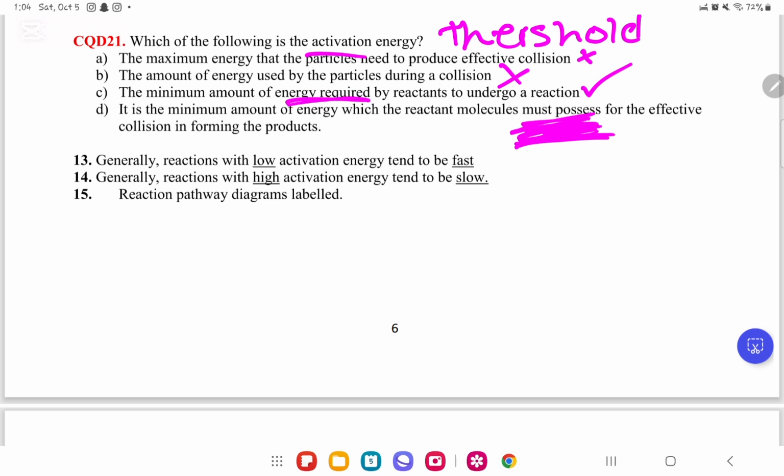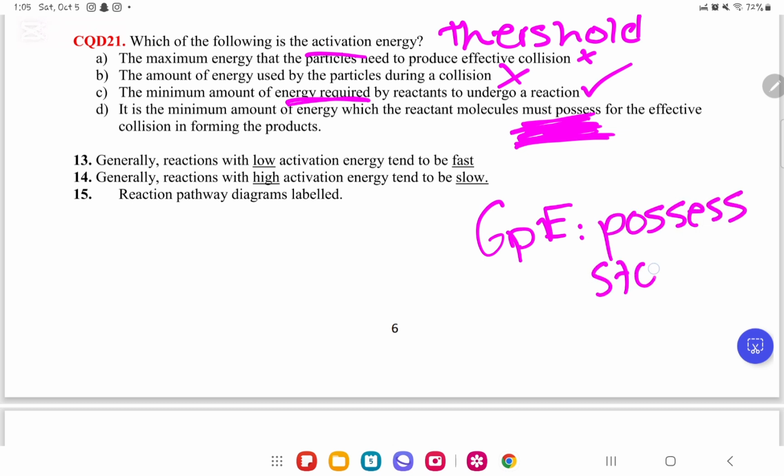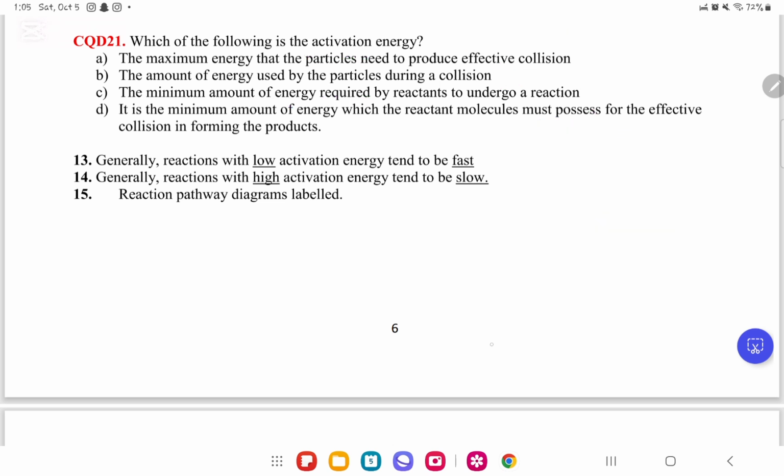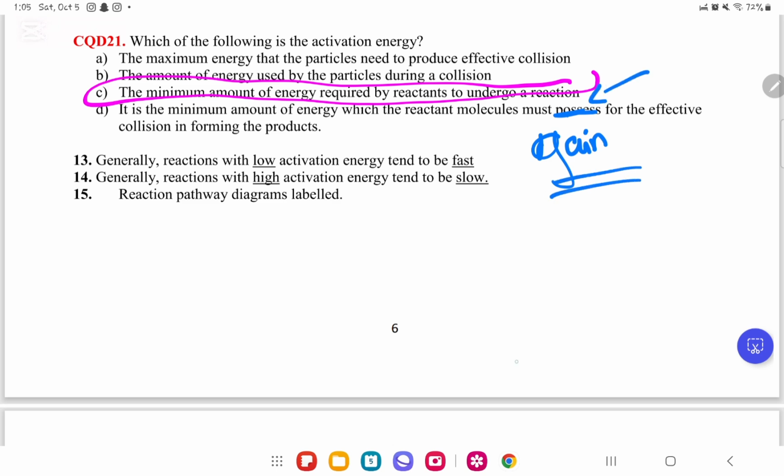There's a difference with possession. For example, in physics, I know I'm bringing physics into chemistry, I shouldn't be, but we have gravitational potential energy. It possesses gravitational potential energy, that means it stores it. This is how I think they mean it. So which of the following is the activation energy? It is the minimum amount of energy required by reactants to undergo a reaction, or if in the exam they give you, the minimum amount of energy which the reactant molecules must gain, not possess, must gain for the effective collisions in forming the products. Possess can mean that they have it from before, but no, they need to gain it or they require it.